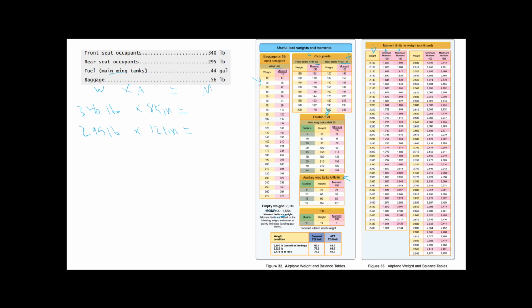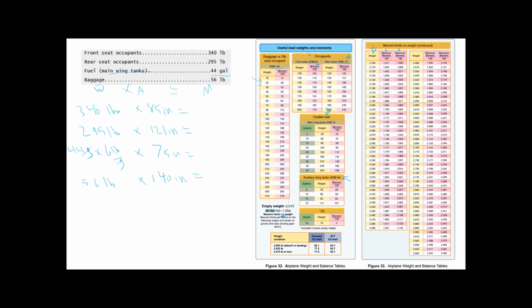The fuel in the main tanks, pay attention to where you place your fuel, and that's 44 gallons. Remember, we must first multiply that by our fuel density, 6 pounds per gallon. So the gallons will cross out and we'll be left with pounds, times the main wing tanks arm, 75 inches, equals, again, some moment we'll calculate in the future. And then the baggage is 56 pounds, and the baggage arm is 140 inches, and that will give us some moment.